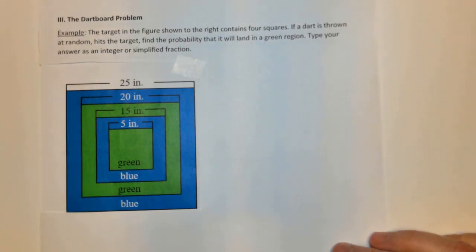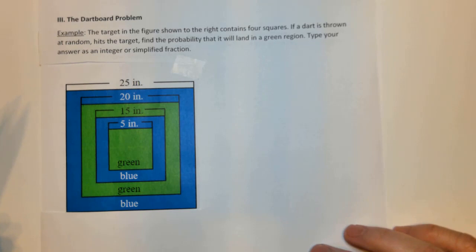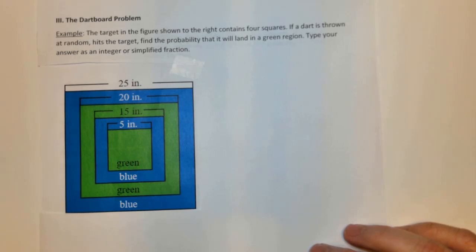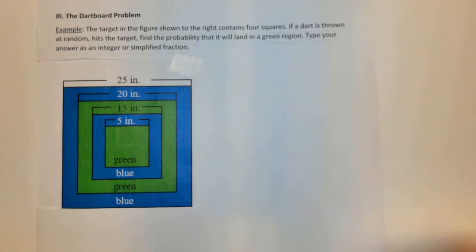Alright, the target in the figure shown to the right contains 4 squares. If a dart is thrown at random, hits the target, find the probability that it will land in a green region. Type your answer as an integer or simplified fraction. So, here we go.